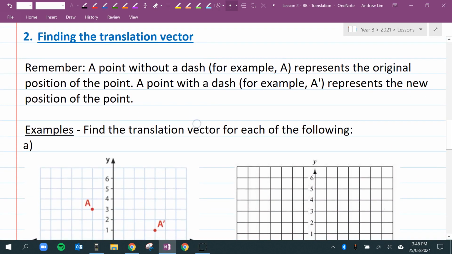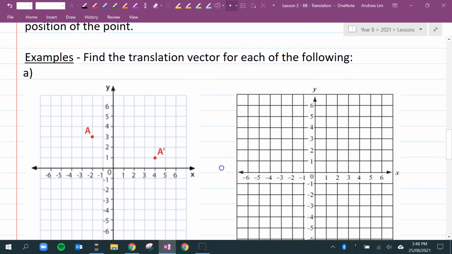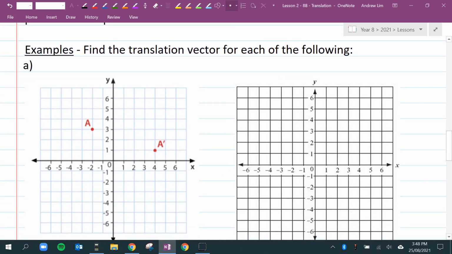Okay, let's have a look at part 2 of this lesson, finding the translation vector. Now remember, a point without a dash, for example just capital A, represents the original position of the point. A point with a dash, for example A dash, represents the new position of the point where it was moved to. So find a translation vector for each of the following.